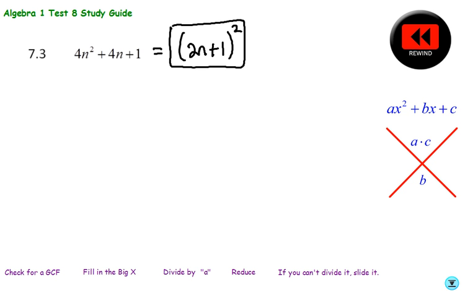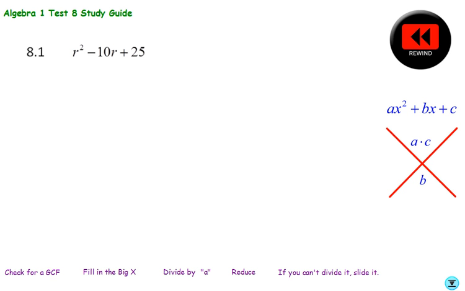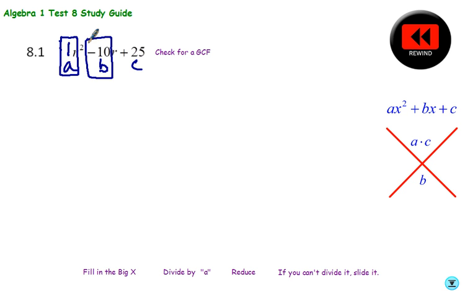All right, so moving along, just a couple problems left here. Let's go ahead and take a look at number 8. We've got r squared minus 10r plus 25. This one might even look a little easier to you because it seems like there's a little less going on. Checking for a GCF. Well, nothing goes into all 3 of them. Let me label my A, B, and my C. Again, you'll notice that there's no number in front of the r squared, but really there is a number in front. It's just a 1. So let's make sure we write that in. So that's a 1, that's a negative 10, and that's a positive 25. So let me go ahead and fill in my big X here.